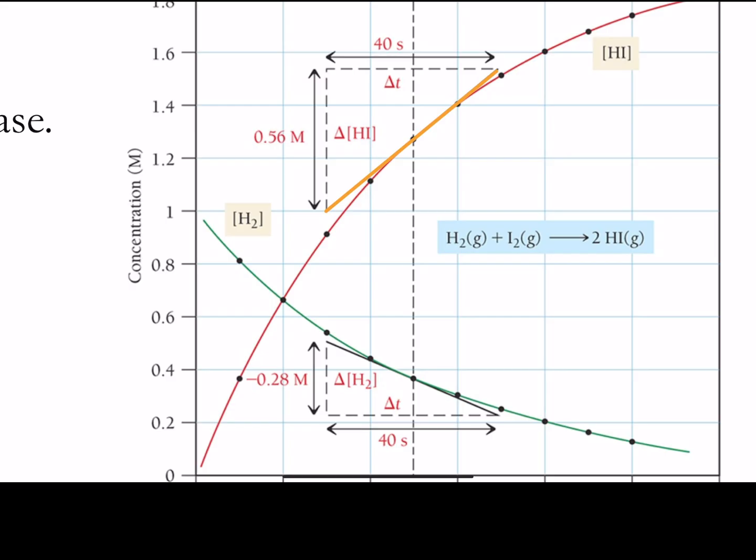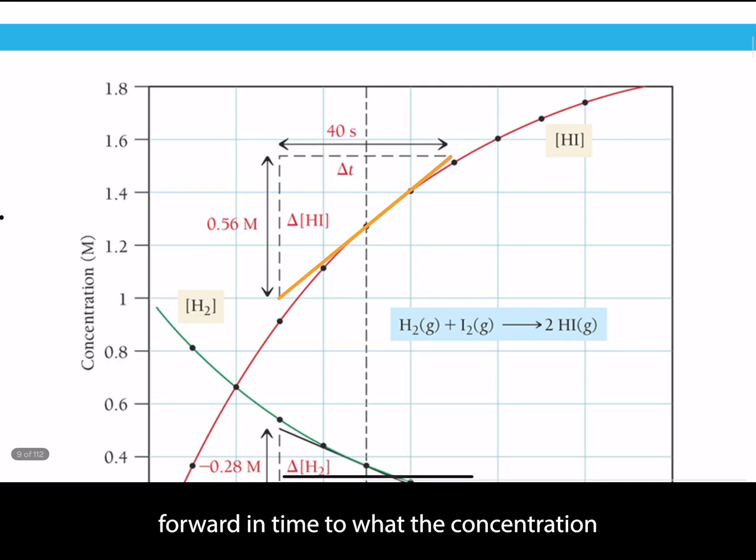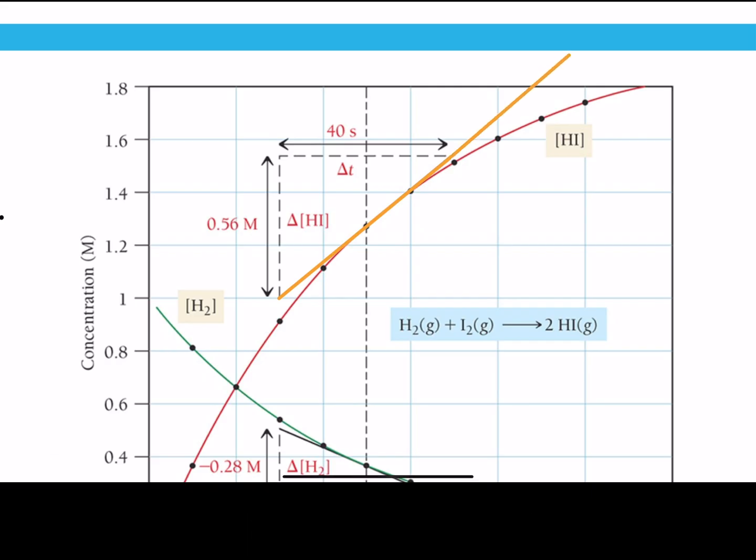And as we'll see later, if we want to make a prediction using this tangent at this single point, we can see that the rate changes over time because this curve is leveling out. It gets flatter and flatter. If I try to make some prediction forward in time to what the concentration would be based on this, the farther out we go, the more that line diverges from what is actually happening. So for a single point in time, this is really good for finding the rate.